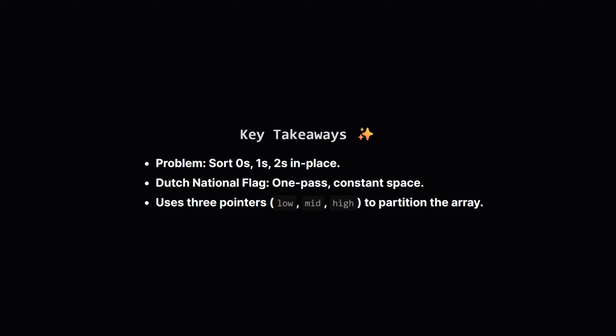So, to recap, we tackled the sort colors problem, which asked us to sort a list of 0s, 1s, and 2s. While a simple counting sort works and is 2-pass, the Dutch national flag algorithm provides an elegant 1-pass solution. It uses 3 pointers, low, current, and high, to cleverly partition the array in place, achieving an order n time complexity and order 1 space complexity. It's a fantastic technique for these kinds of partitioning problems.